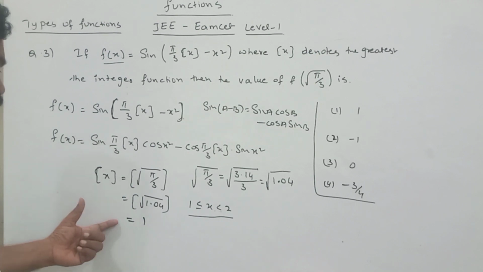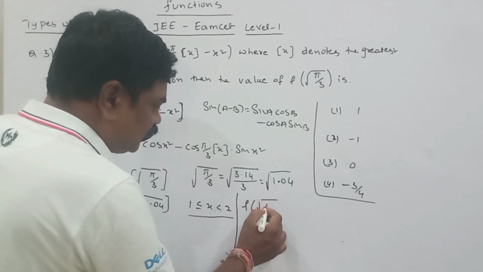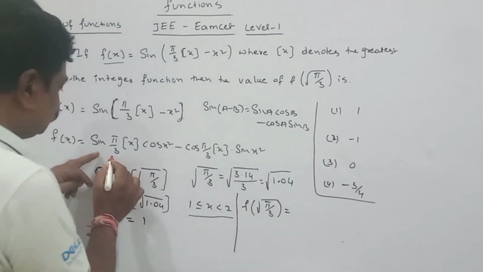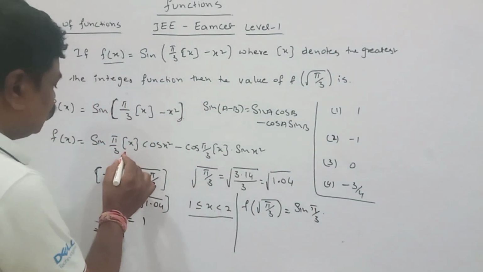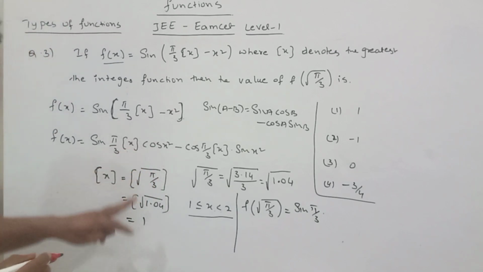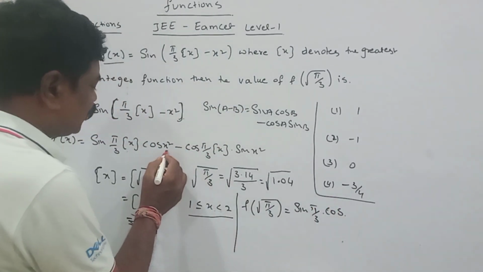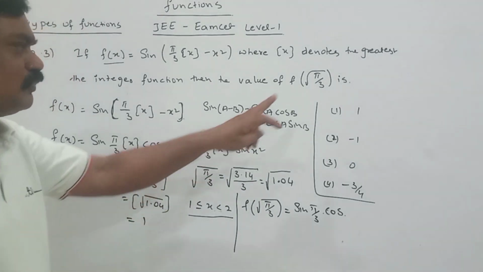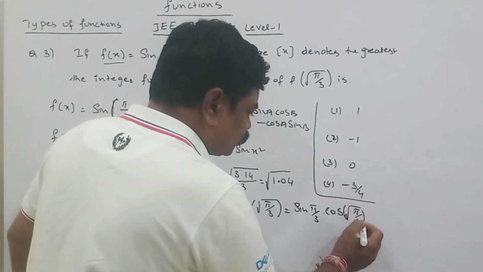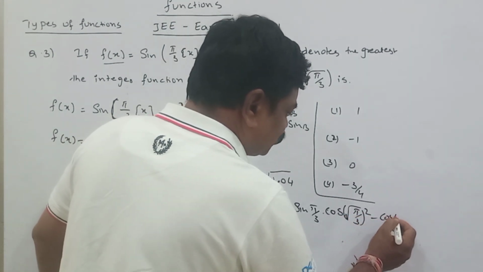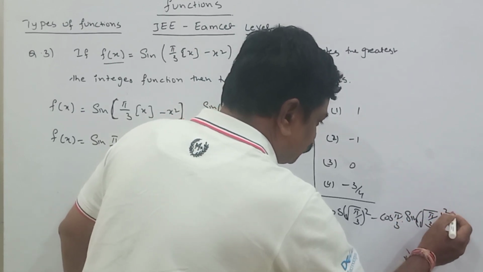Then you have to write f of root over pi by 3 equal to sine pi by 3 into cos x square, where the step x value is 1. X square means root over pi by 3 whole square, minus cos pi by 3 into sine root over pi by 3 whole square. Square root cancels.